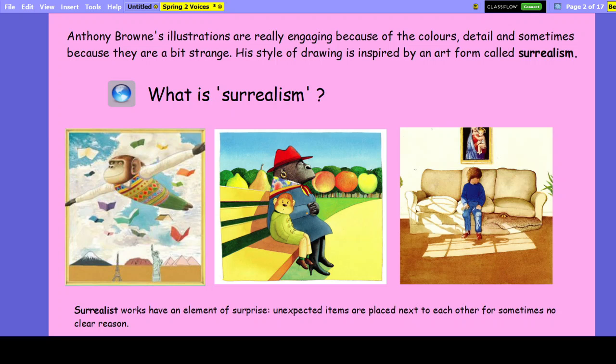And if I look at the middle picture, I can see Charles and his mother on the bench. However, the trees behind are big pieces of fruit. And over on the far right, we can see that the sofa is turning into a crocodile. So these are just examples of how Anthony Browne has used surrealism, a type of art, in his work.